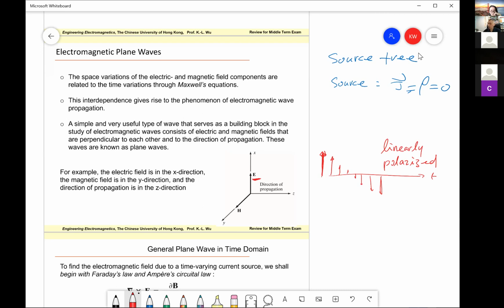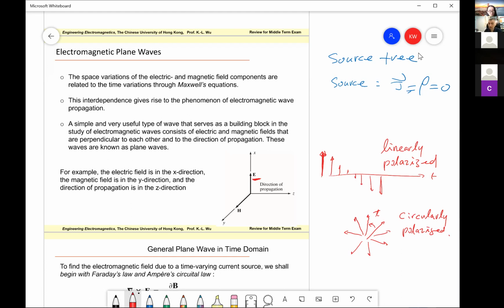And then also we have some fields that change with time but rotate. Maybe the magnitude is constant, so we call it circularly polarized. We'll briefly review this later on today.